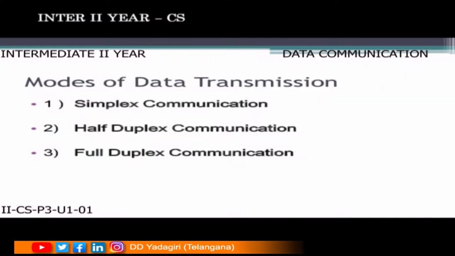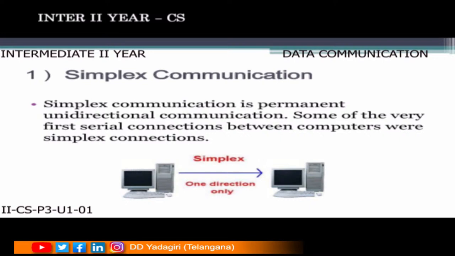Next topic, modes of data transmission. There are three types of communications: simplex communication, half duplex communication and full duplex communication. Coming to simplex communication, simplex communication is permanent unidirectional communication. Some of the very first serial connections between computers were simplex connections.